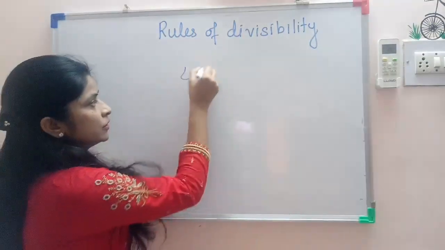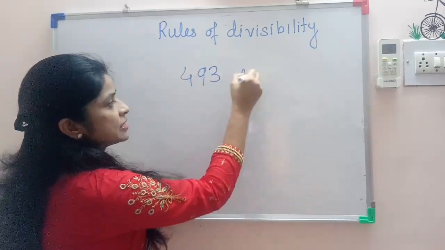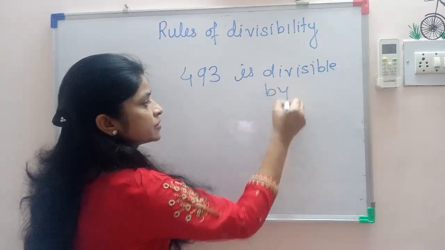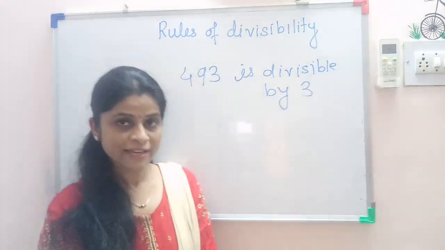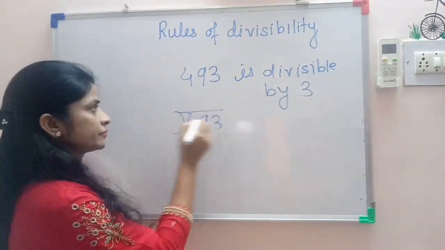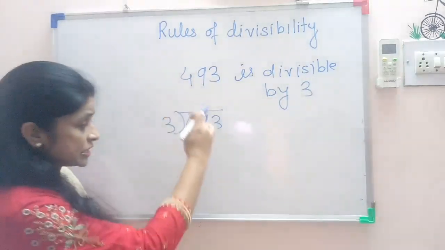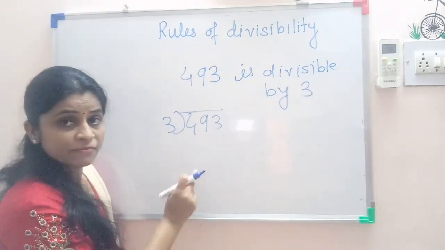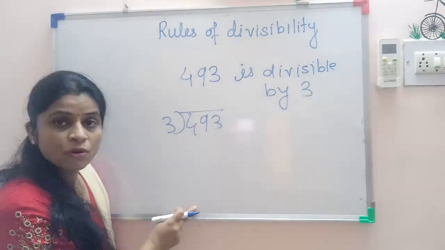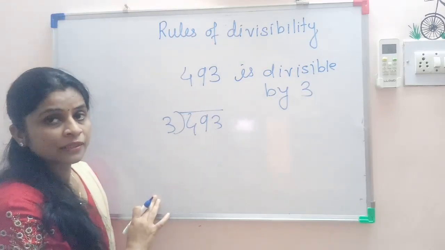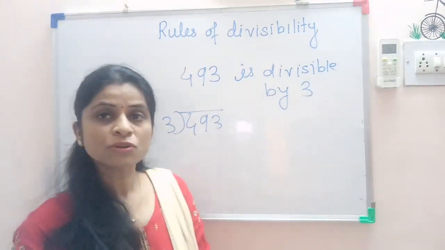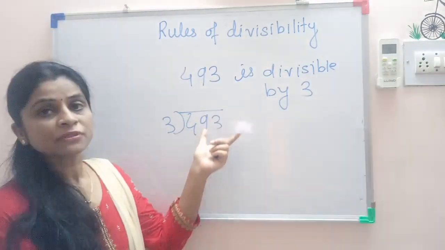For example, is 439 divisible by 3 or not? For that, first of all, we have to divide the given number by 3. So we have to do the division here. After that, if the remainder is 0, that means the given number is divisible by 3. If it is not, then it is not divisible by 3. To do the division, it takes time. For that, if we know the rules of divisibility, we can find this out very quickly.